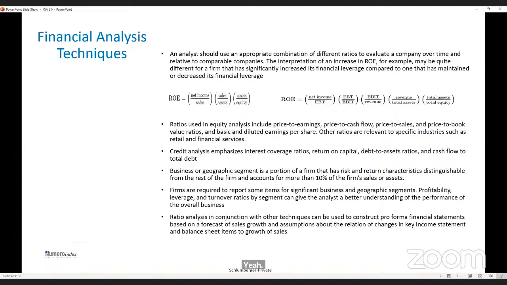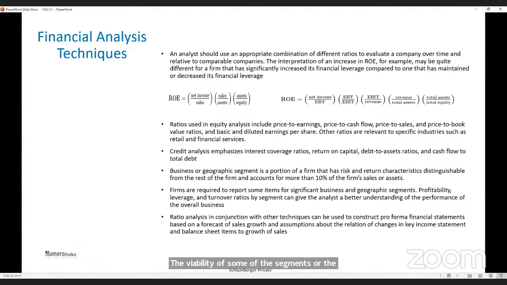So some of the ratios that the exam might ask are the PE ratio, price to cash flow ratio, price to sales ratio, and price to book value ratio. And your credit analysis emphasizes coverage ratios, which is your interest coverage, right? Your return on capital, debt to asset ratio, and cash flow to total debt. So your segment is a portion of the firm that has its own risk. So the examiner might also ask you about the viability or the profitability of a segment in a company.